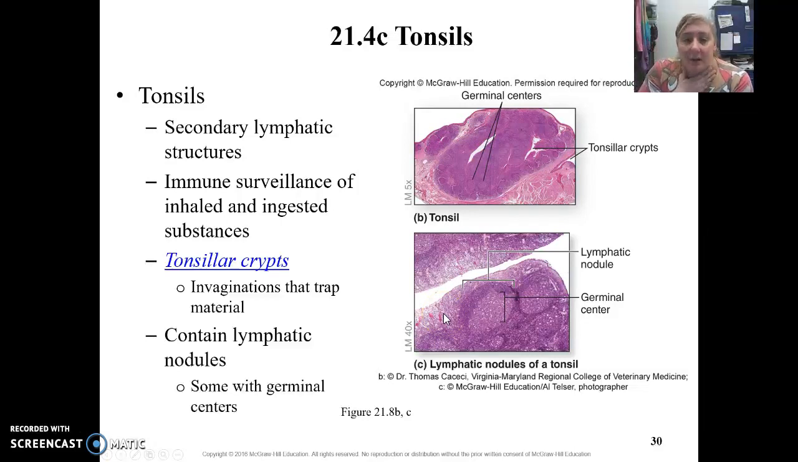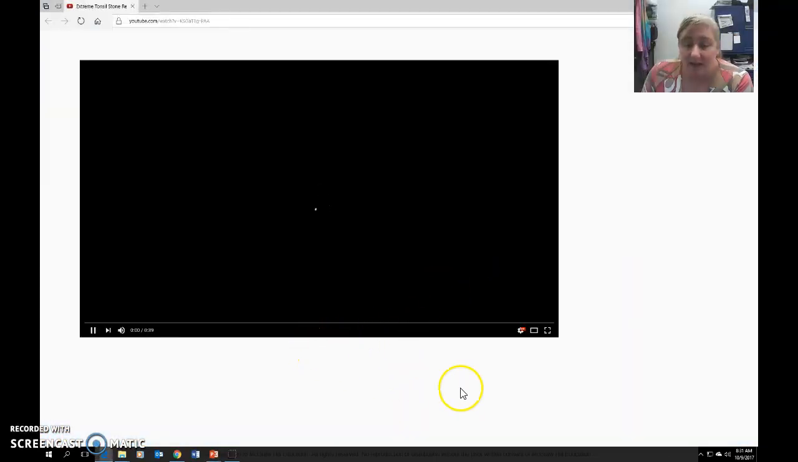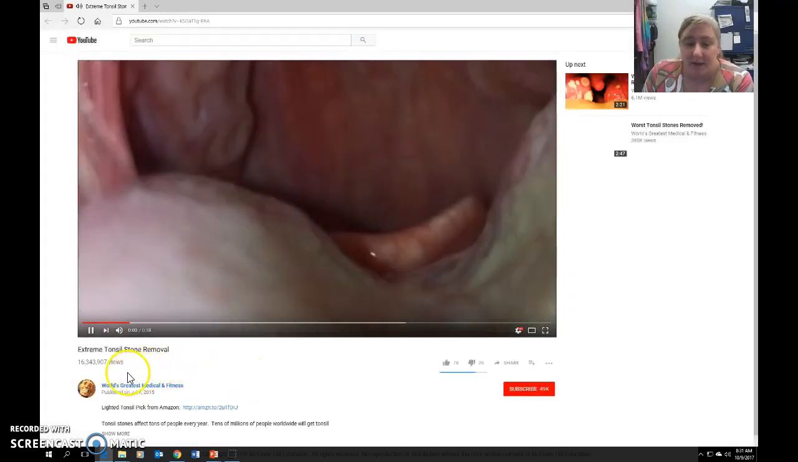Tonsils are located in our throat. We have 3 sets of them. They have these little structures called crypts, which are good at trapping material. The problem is some of the material they trap is not potentially pathogenic. It can be food. There's a video here. Actually, it's a short video, so I'll show you the whole thing.